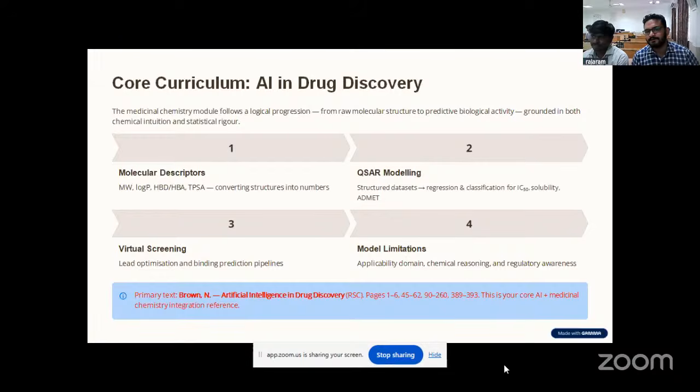Here, for the viewers, I have written the textbook, Brown, Artificial Intelligence in Drug Discovery. I have also mentioned the page numbers, like 126, 45 to 62, 92 to 60, 389 to 393. This will help you go directly to the page, and students can also refer to it for easy convenience and understanding.